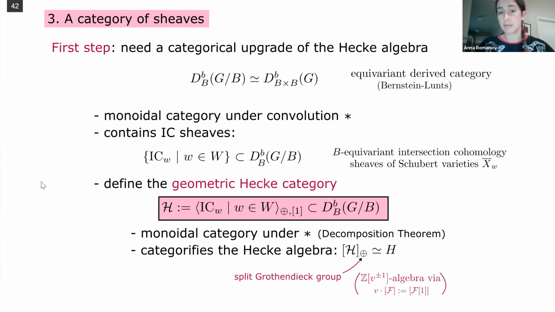This is not an abelian category, but it is an additive category, so we can take its split Grothendieck group. Since we started with a monoidal category, its split Grothendieck group naturally has the structure of an algebra. We can upgrade this to an algebra over Z[v, v inverse] by asking that v act on the class of some sheaf as a shift by one. This gives us the structure of a Z[v, v inverse] algebra, and it turns out that this algebra is isomorphic to the Hecke algebra.